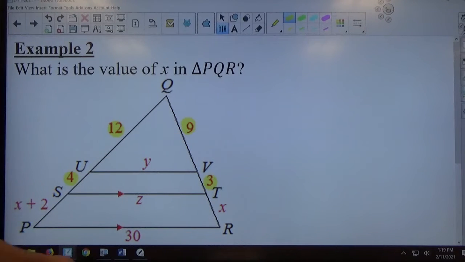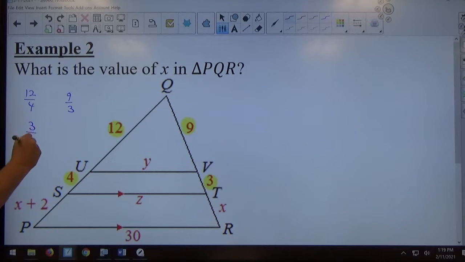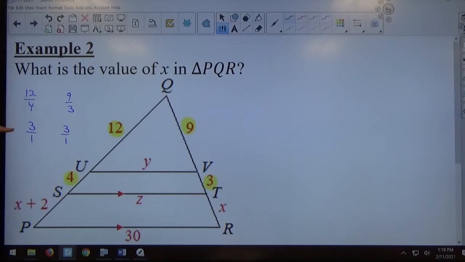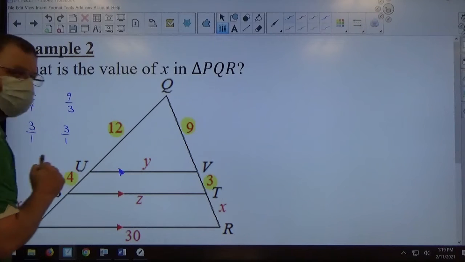All right? So if I take a look at these sides here, I got 12 over 4. Over there I got 9 over 3. What does 12 over 4 reduce to? 3 over 1. And 9 over 3? 3 over 1. So since the pieces of the sides in this picture have a common ratio, they're proportional, that tells me that this also is parallel to the other two.